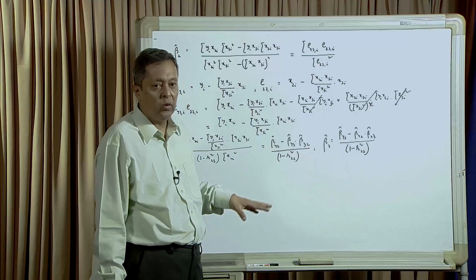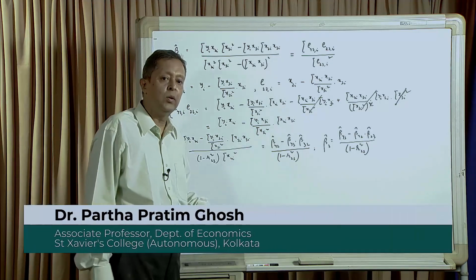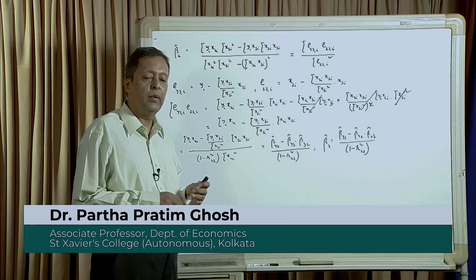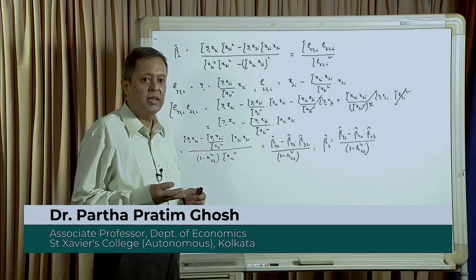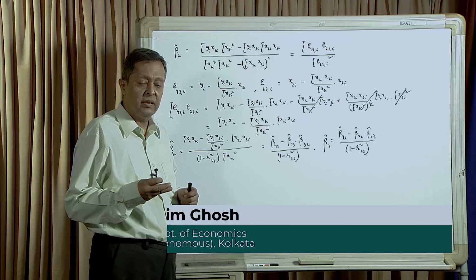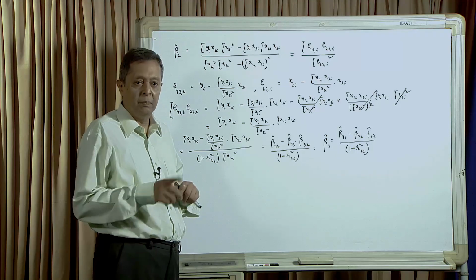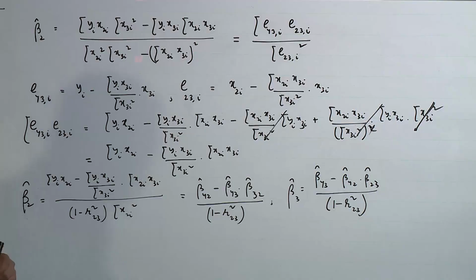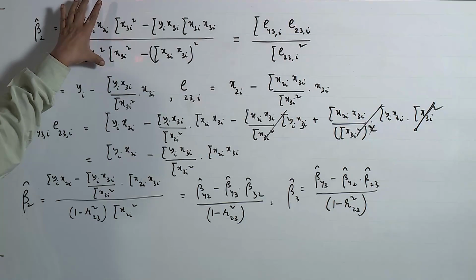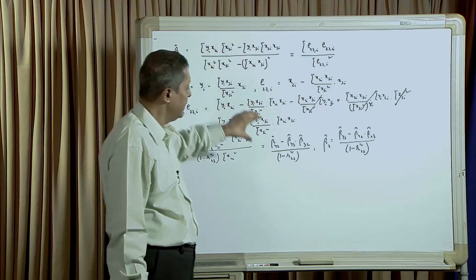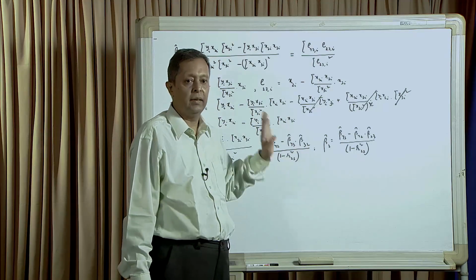So, in this module we have taken a detailed look at three things: the relation between simple, partial and multiple correlation coefficients, then the relation between partial and simple correlation coefficients, and finally the relation between the regression coefficients obtained from the multiple linear regression model and those obtained from simple linear regression models.